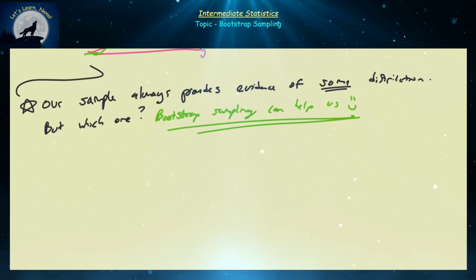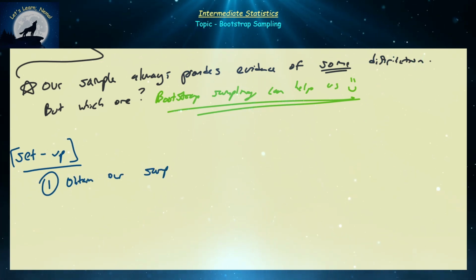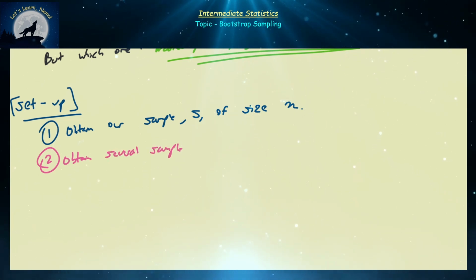So how does a bootstrap method take place? Let me list out the steps. Step 1, we're going to obtain our sample S of size, let's assume, n. This could be small, this can be large, you get the best sample that you can get. Once you obtain your sample S, the next thing we're going to do is obtain several samples. And when we say several samples, I mean like 10,000, 10 million, something like that. And then we're going to obtain samples of size n from S.